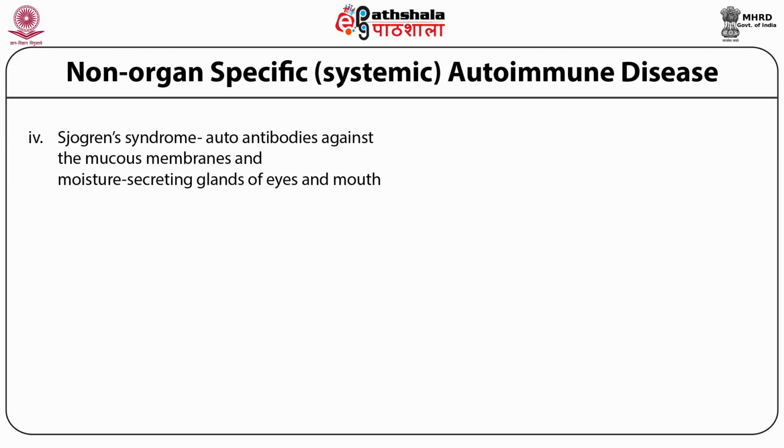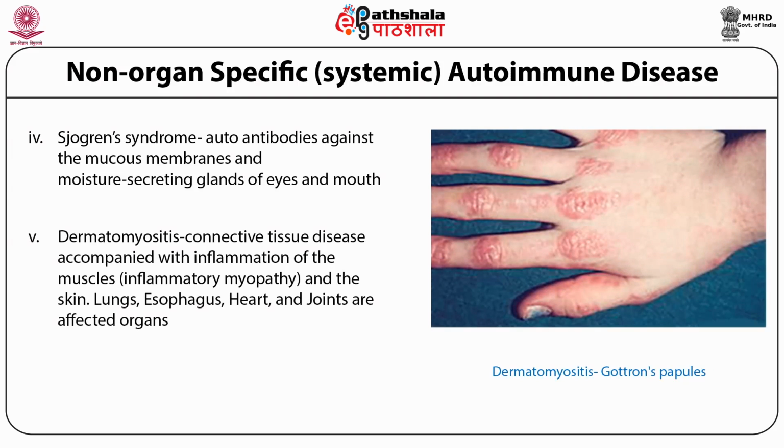Sjogren syndrome. Dry eyes and dry mouth are the most common symptoms of Sjogren syndrome. This syndrome generally accompanies rheumatoid arthritis and SLE. The autoantibodies generally affect the mucous membranes and moisture secreting glands of the eyes and mouth. Dermatomyositis is a connective tissue disease accompanied with inflammation of the muscles, that is inflammatory myopathy, and the skin. A distinctive skin rash and muscle weakness are the main symptoms. Lungs, esophagus, heart, and joints also get affected by the disease.